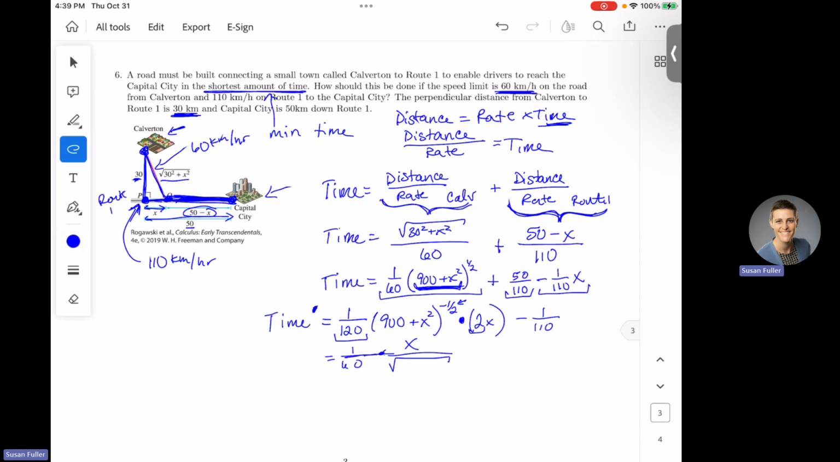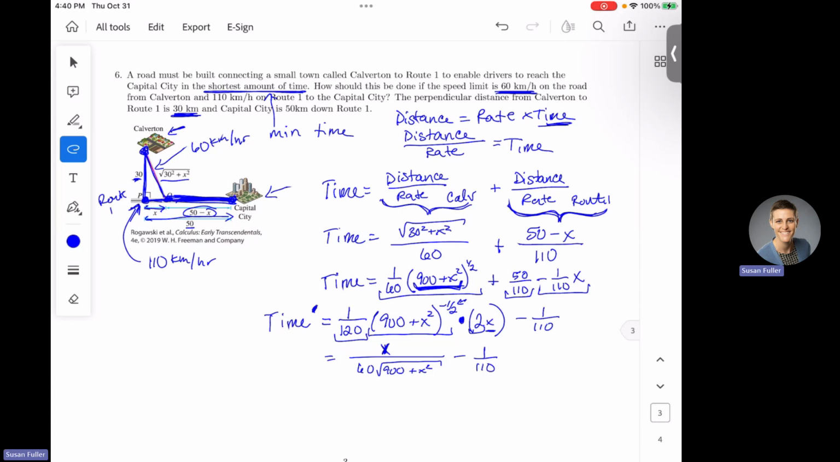So I'll just write this as 1. Sorry, sometimes as you are trying to figure out how to simplify this, you learn a little bit more about how you want this to look. All right, so the 60 was on the bottom, and I had an x on the top from here. This is on the top, and then this square root is going to be moved to the bottom. So I'm going to have the square root of 900 plus x squared down here, and then minus 1 over 110.